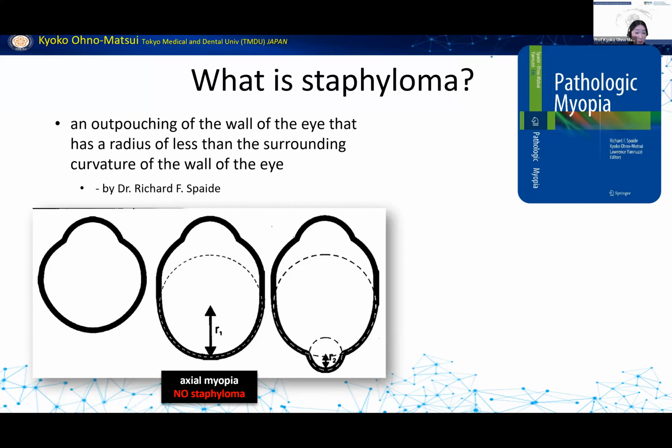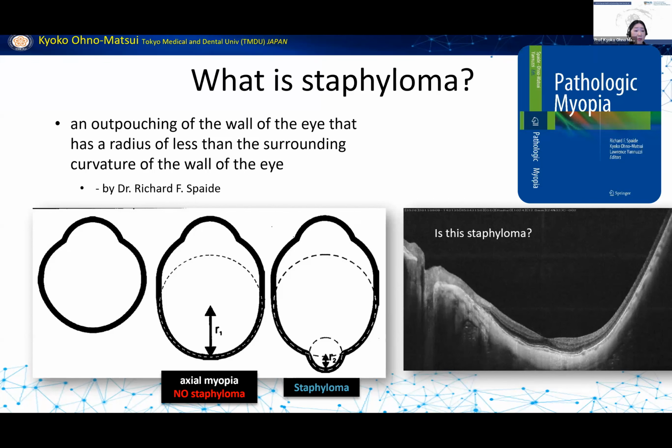And the middle eye would have axial myopia, but no staphyloma. But when a second curvature develops in the posterior portion of the eye, and this second curvature has a shorter radius of curvature than the surrounding wall, this second curve is due to a staphyloma. Sometimes a generalized bowing of scleral curvature due to axial elongation is confused with staphyloma. But staphyloma is a protrusion of a limited area of the posterior fundus, so the detection of staphyloma edges is important for diagnosing staphyloma.